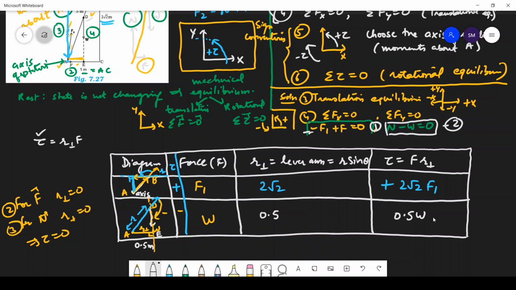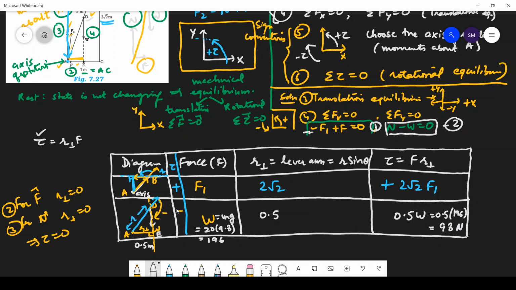And you know the value of W. W is equal to m into g. What is the mass of the ladder which is given to you? That is 20 kg. So 20 into 9.8 comes out to be 196. And half of 196, that is 0.5 into 196, is 98. So that's 98 Newton.